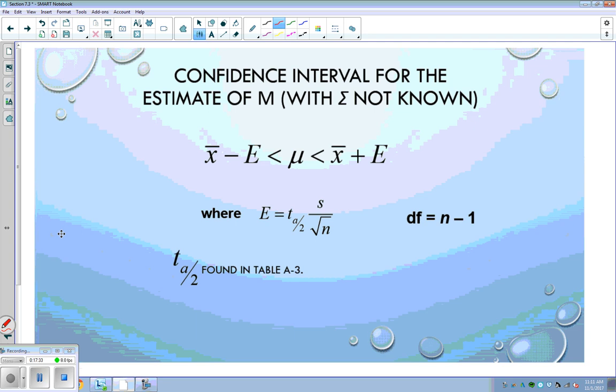So very similarly to what we did last time, we're going to calculate the margin of error. When we don't know what sigma is, we're going to use the t. We're going to subtract it from the mean of the sample and add it to the mean of the sample.